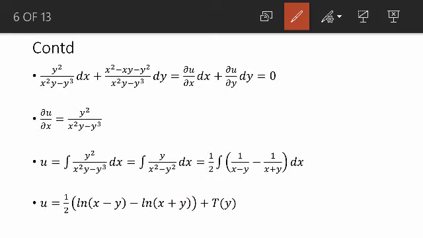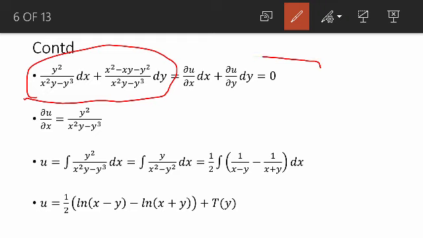So this is exactly what we have here, our transformed exact equation, and the solution is equal to u, which is represented as this: du/dx dx plus du/dy dy. So we can start with saying du/dx being equal to y squared all over x squared y minus y cubed.